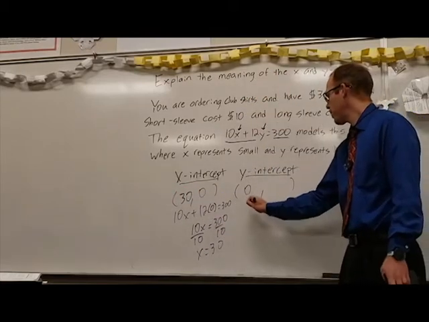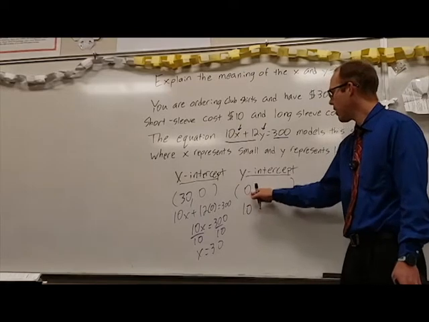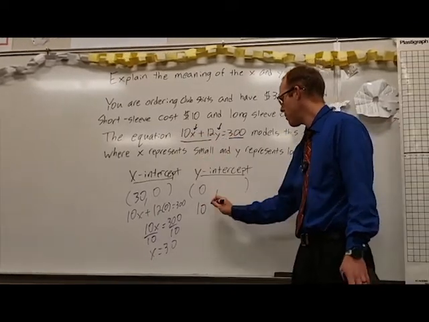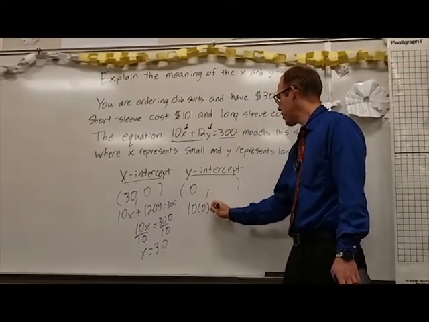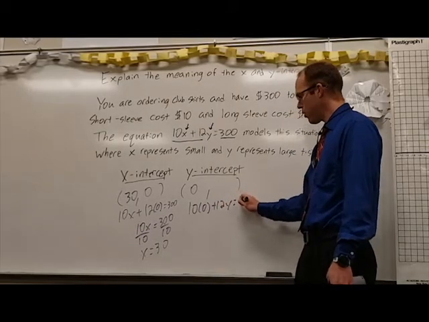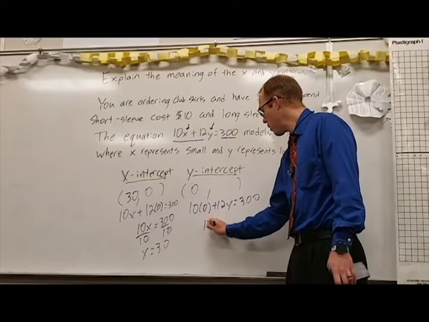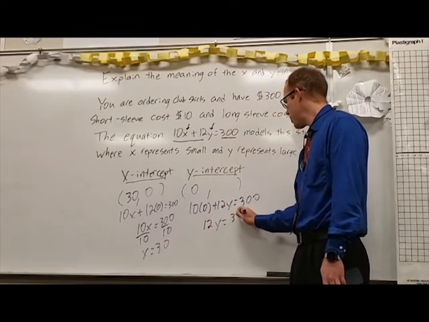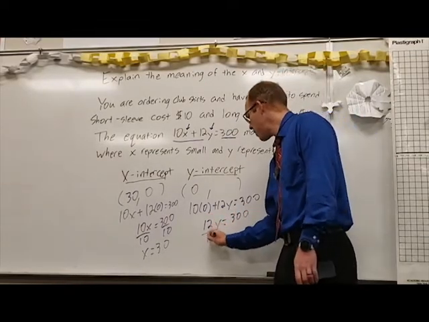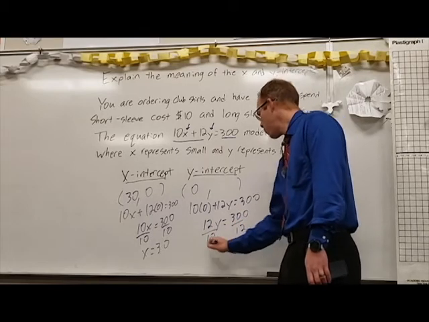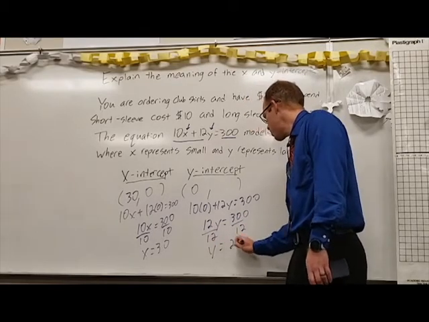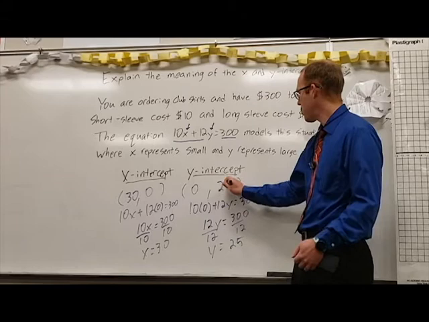Let's do this one. We have 10, and our x value we're going to use is 0. 10 times 0 plus 12y equals 300. 10 times 0 is 0, so that leaves us with 12y equals 300. And if I divide by 12, I get y equals 25. So our y value is 25.